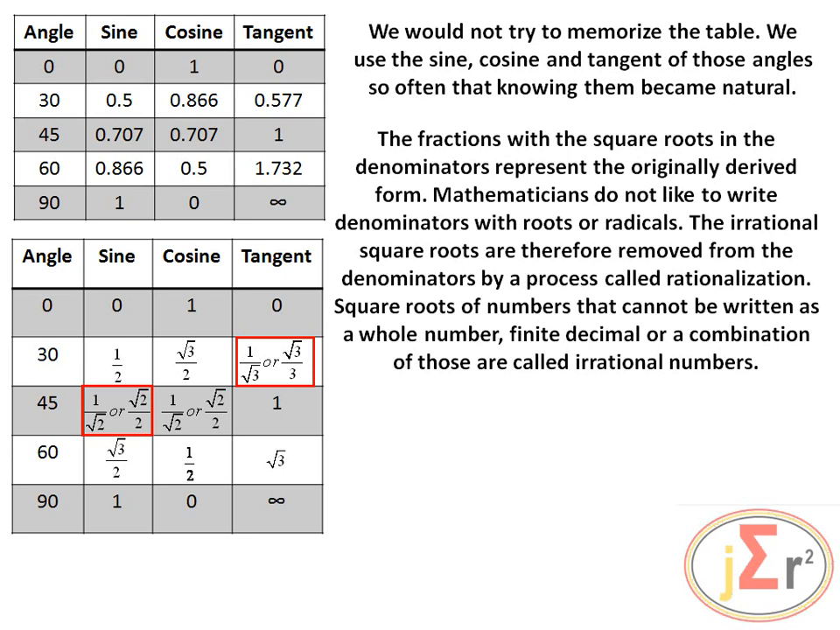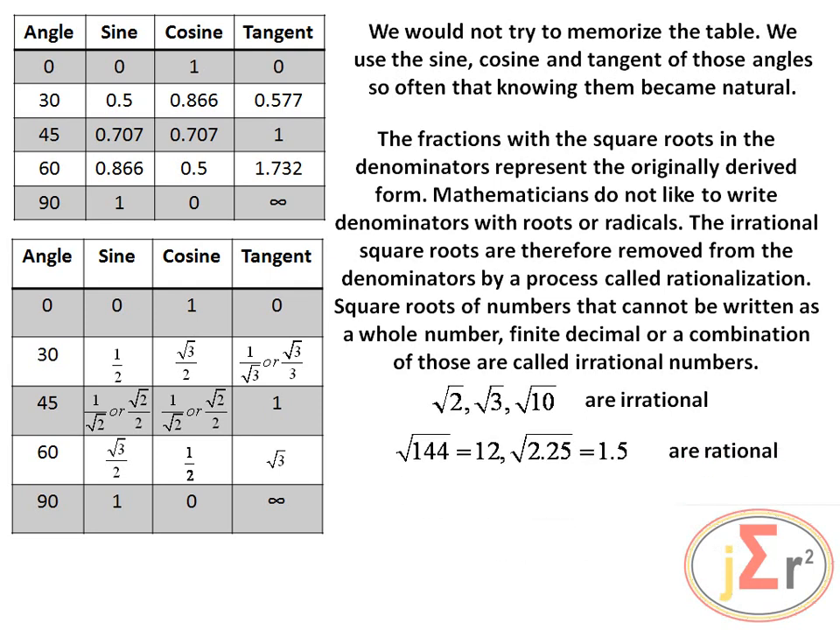Square roots of numbers that cannot be written as a whole number, finite decimal, or a combination of those are called irrational numbers. So these are irrational numbers. Well, let us see if we have any examples. Yes, we do. Square root of 2, square root of 3, square root of 10 are irrational. They cannot be written as a whole number. They cannot be written as a finite decimal. And they cannot be written as combinations of finite decimals and whole numbers. Therefore, they are called irrational.